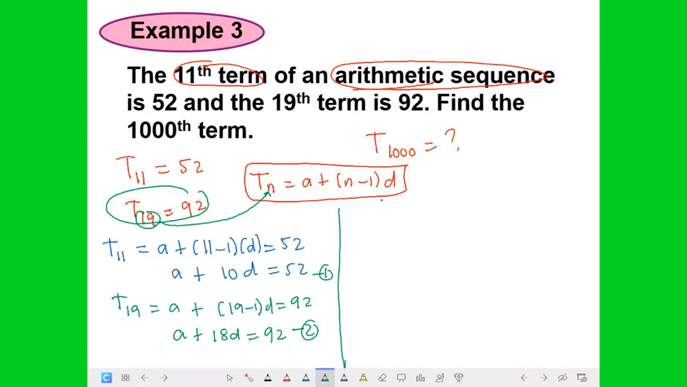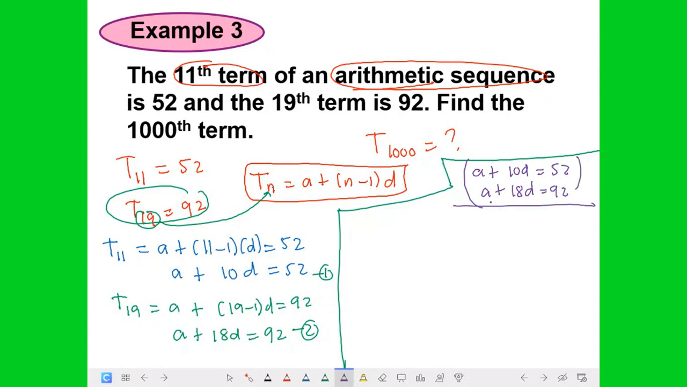Class, are you okay? Okay? And up to you. Let's say A plus 10D is equal to 52, A plus 18D is equal to 92. Let's say minus, top minus bottom. So minus, okay, what is the difference? 40? Okay, therefore D is equal to 5.